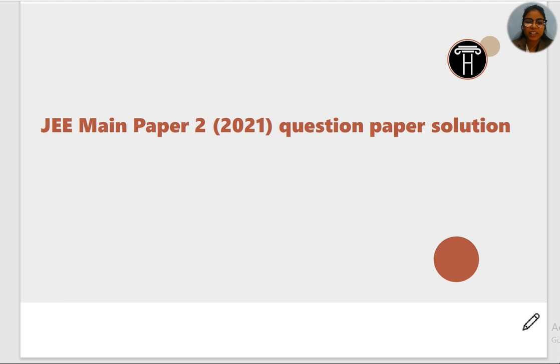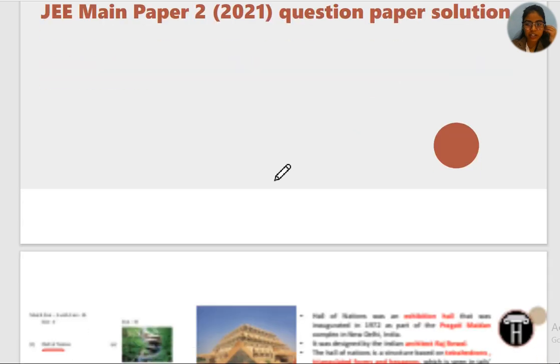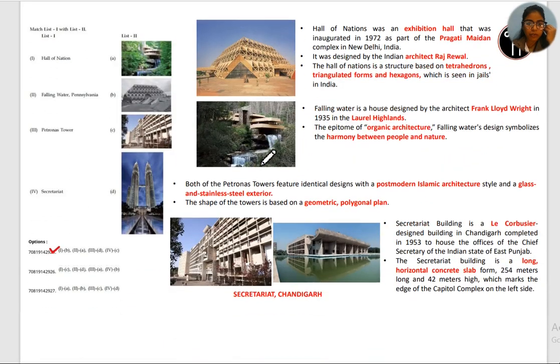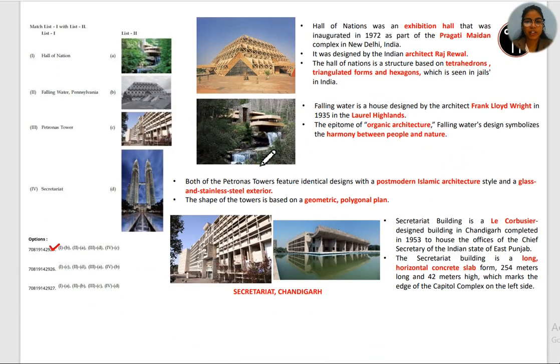In front of you today, we will cover the JEE question paper of the year 2021. So let's begin by taking a look at the paper. Starting with the first question, we have a match the following type of question. On the left hand side, you have been given the names of some places, and on the right hand side, you have been given images, and you need to match them with the names of those structures.